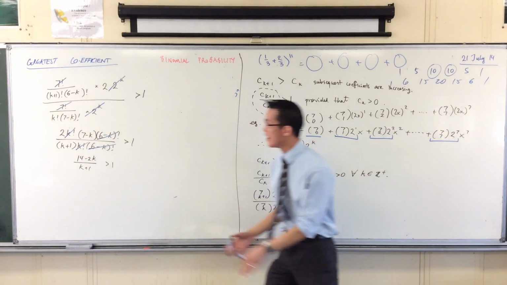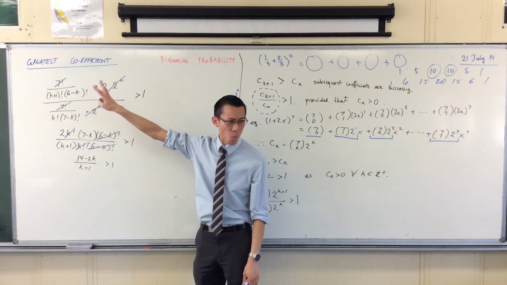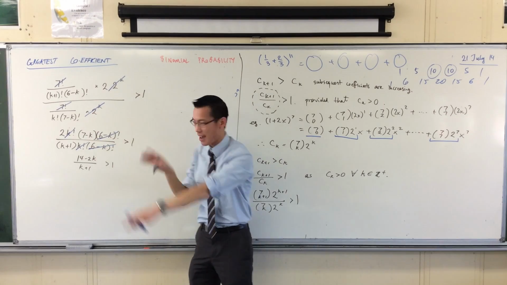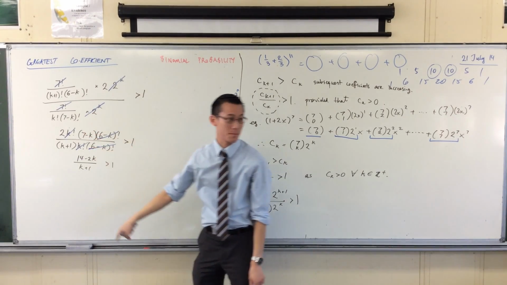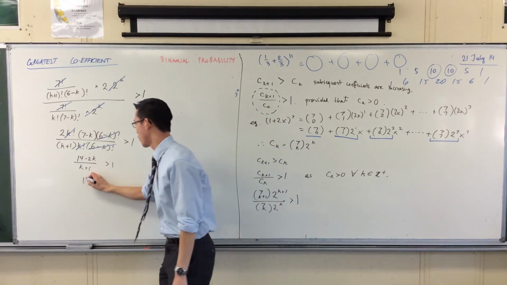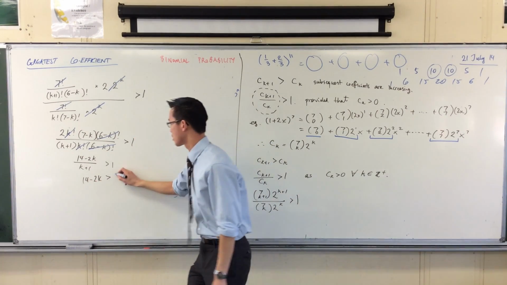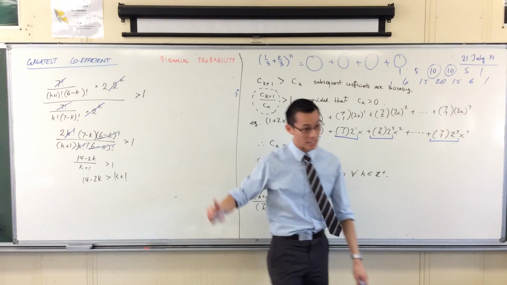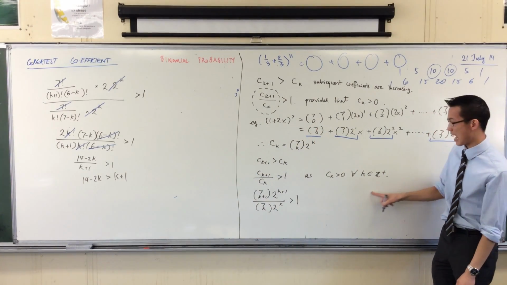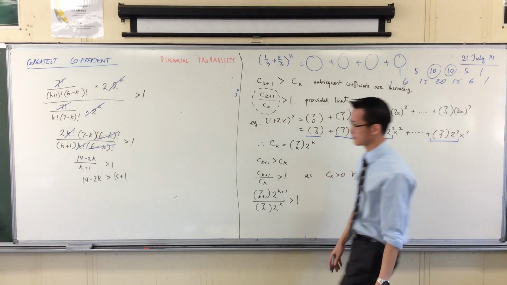By the way, if you were looking at this and thinking, why on earth do we put this all together as a fraction? Why don't we just deal with it as separate signs? The reason is so we could do all of this cancelling business. Now that I've done that, I am going to put it back over the other side. So 14 minus 2k is greater than k plus 1. I've already established why I can do that, because I've said that k is going to be positive integers. No problem.